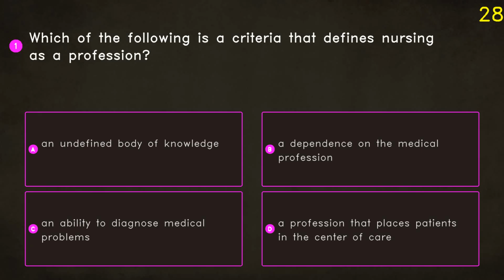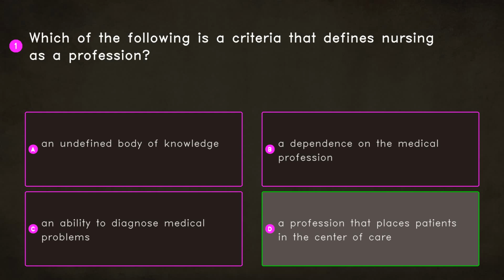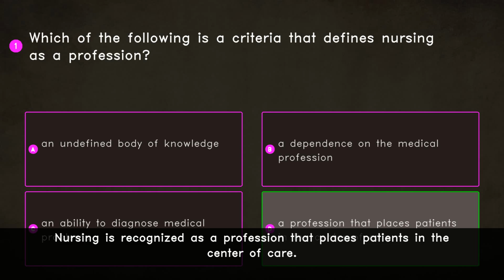Question 1. Which of the following is a criteria that defines nursing as a profession? A. An undefined body of knowledge. B. The dependence on the medical profession. C. An ability to diagnose medical problems. D. The profession that places patients in the center of care. The correct answer is a profession that places patients in the center of care. Nursing is recognized as a profession that places patients in the center of care.